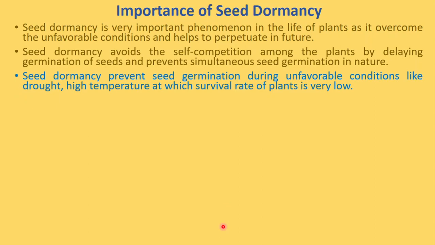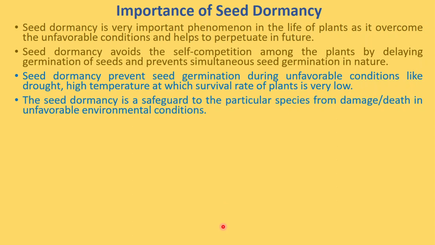Seed dormancy prevents seed germination during unfavorable conditions like drought and high temperature, at which the survival rate of plants is very low. There are some plants which, when they germinate in high temperature, have very less chances of survival. So seeds and plants will be protected from the unfavorable conditions due to the mechanism of seed dormancy.